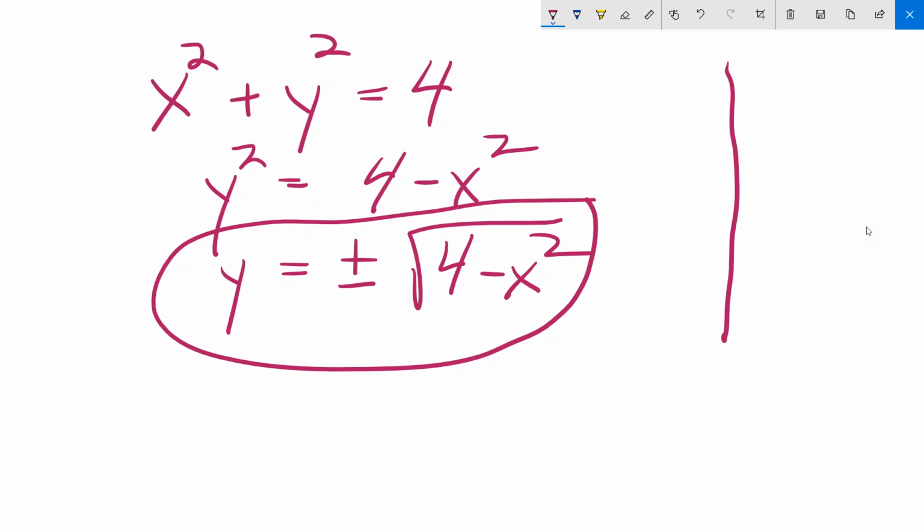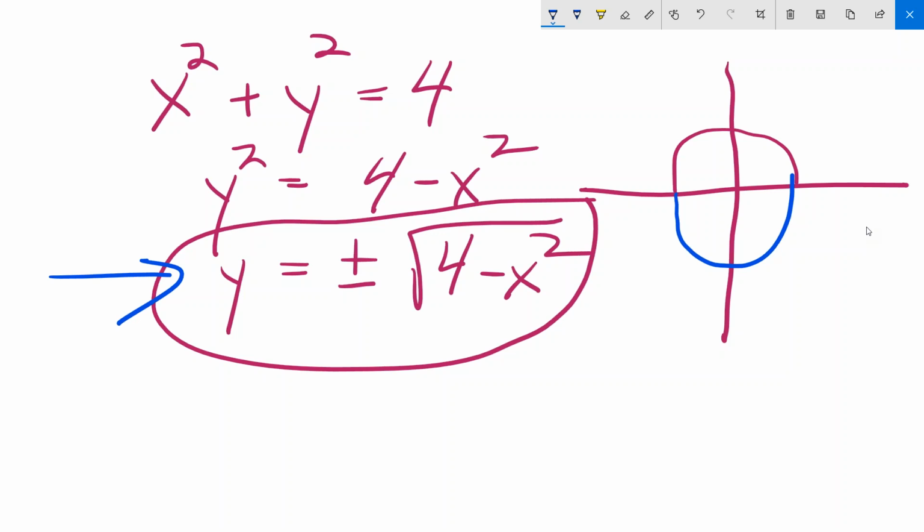And the plus or minus is important. The plus is that side. The minus is this side. So you end up with a circle, but only because this is a composite function. It is not a function. Notice that a circle does not pass the vertical line test. So a circle itself is not a function. It's a relation.